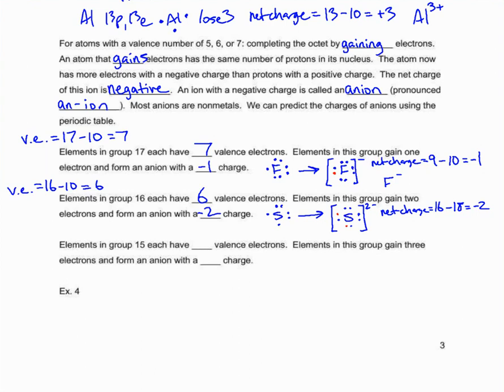There's elements in group 15. So group 15, the valence electrons is 15, subtract 10 from the group number, 5 valence electrons. So for elements in this group, it's going to be a little bit easier to pick up 3 electrons than it is to give away 5. And so let's use nitrogen as the example. It's got 1, 2, 3, 4, 5 valence electrons. And so it's going to gain 3.